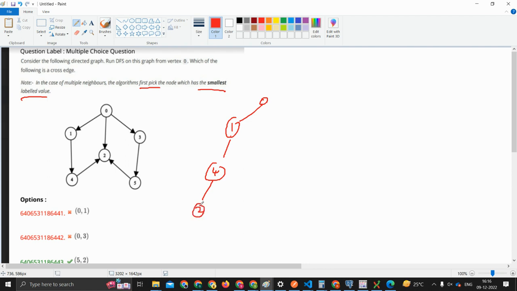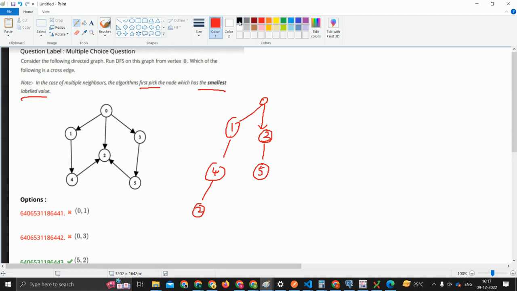Then we will start backtracking. Go back to 4, then go back to 1, go back to 0. And from 0 we will move again to 3, like 2 is already visited. So 3 and then 5. That's all, then we stop.